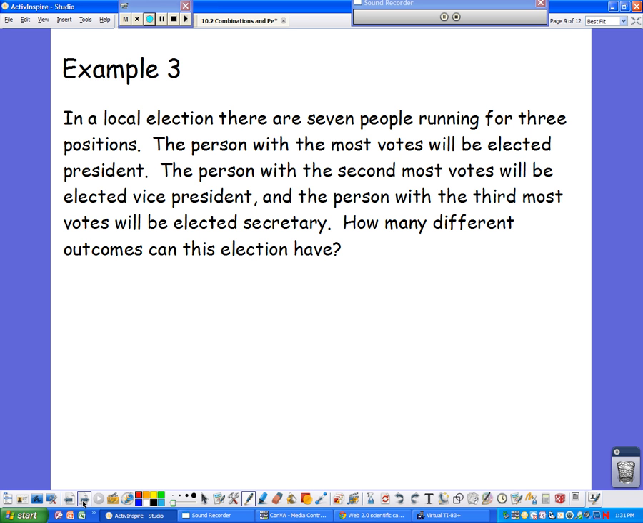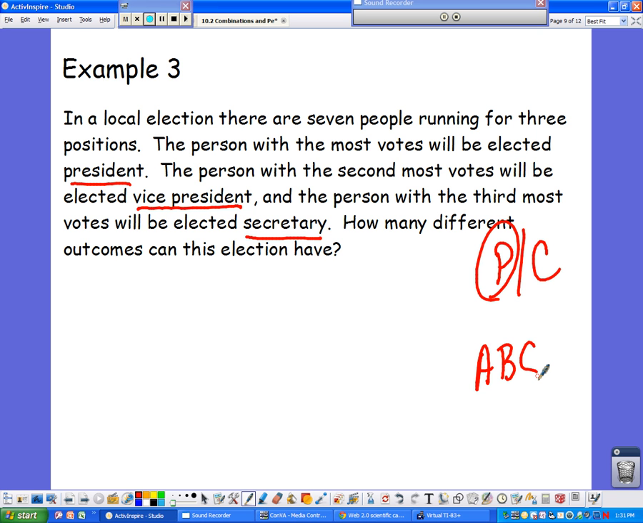Well, since we're actually putting people in specific positions, president, vice president, and secretary, that automatically should tell you that, hey, that's a permutation. And remember, order is important because if I have person A, person B, and then person C that wins, a different outcome could be person C, person A, and then person B.